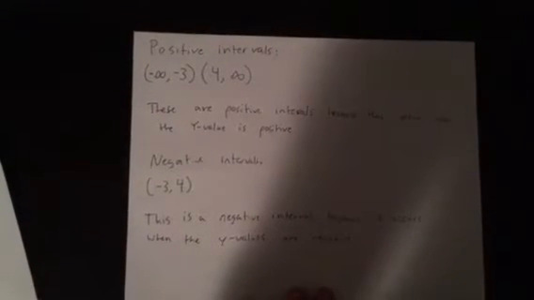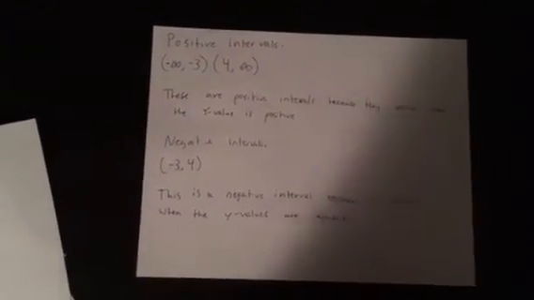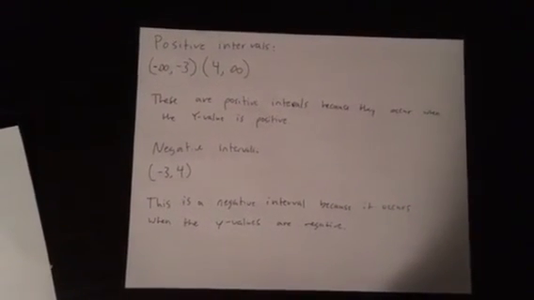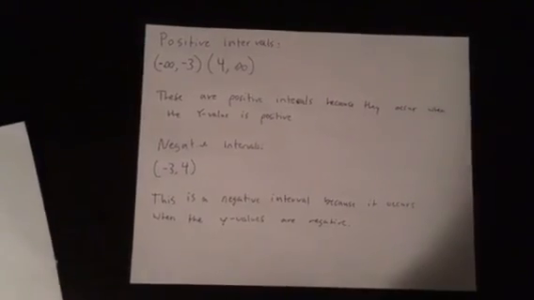And finally, our positive intervals and negative intervals. There are positive intervals at negative infinity to negative 3 and 4 to infinity, because these are in the positive y values, and negative intervals at negative 3 to 4 because those y values are negative.